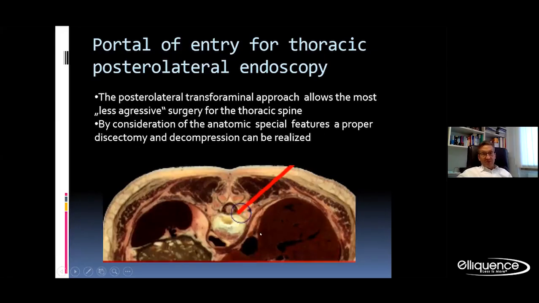But back to thoracic posterolateral endoscopy, the posterolateral transforaminal approach allows less aggressive surgery for the thoracic spine. And by consideration of the anatomic special features, a proper discectomy decompression can be realized. And here you see the difference to the lumbar spine. You have to consider the lung. You have to consider not to come too close to the spinal cord. And on the other hand, you have limitations by facet joints and ribs.